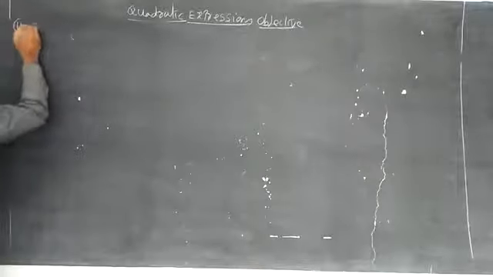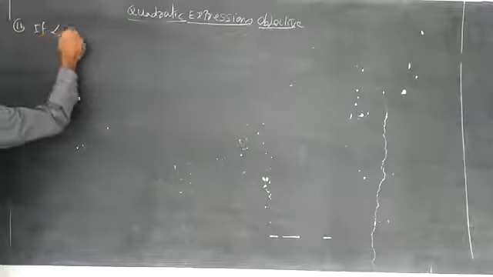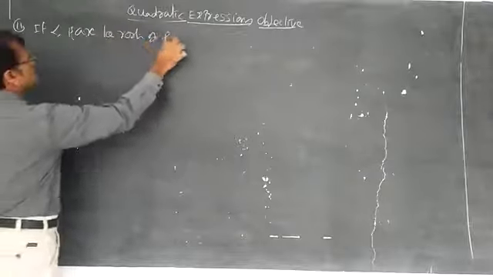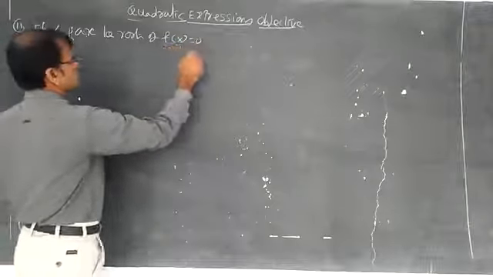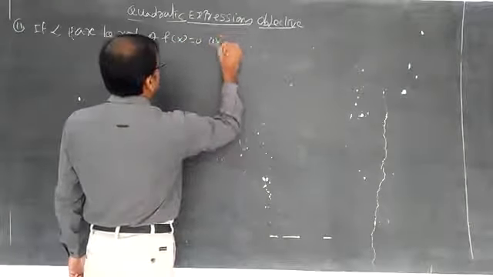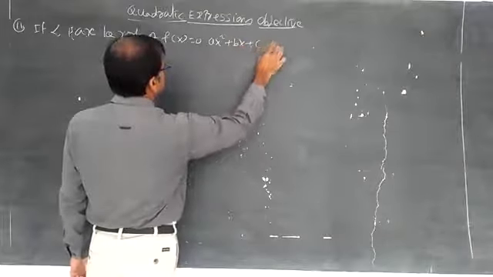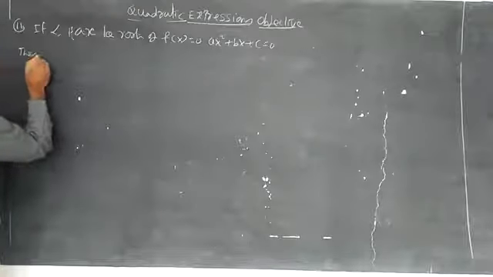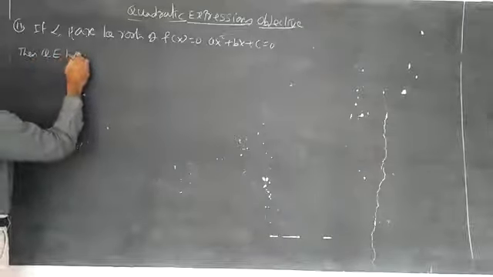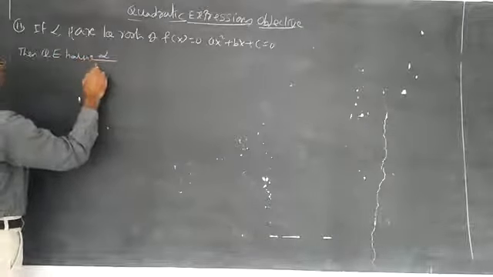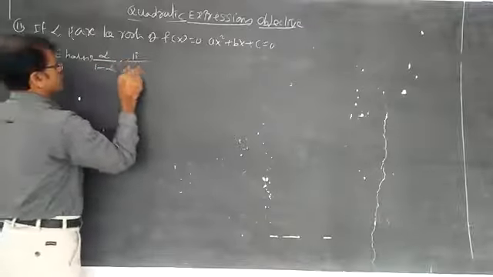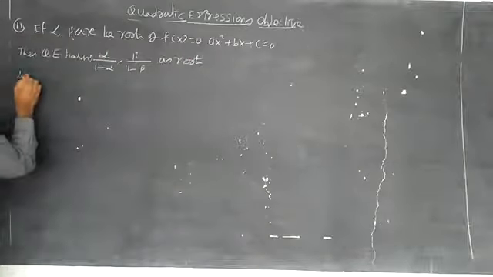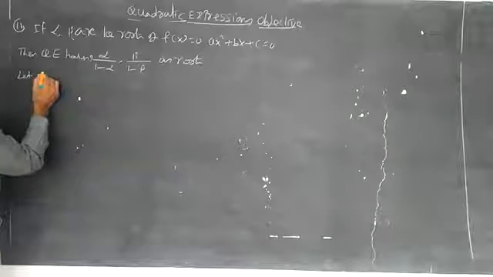Eleventh formula: if alpha and beta are the roots of f of x is equal to 0, that is the original quadratic equation ax square plus bx plus c is equal to 0, then the QE having alpha by 1 minus alpha and beta by 1 minus beta as roots. So let us discuss the properties of roots like that.